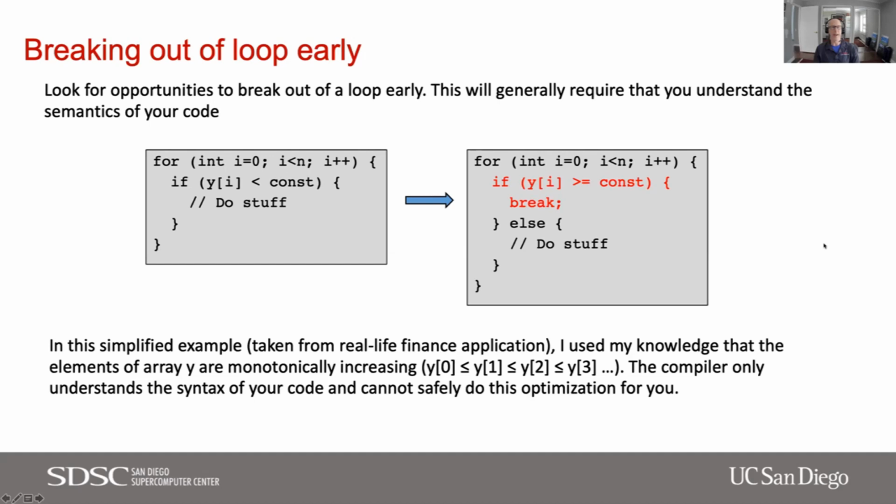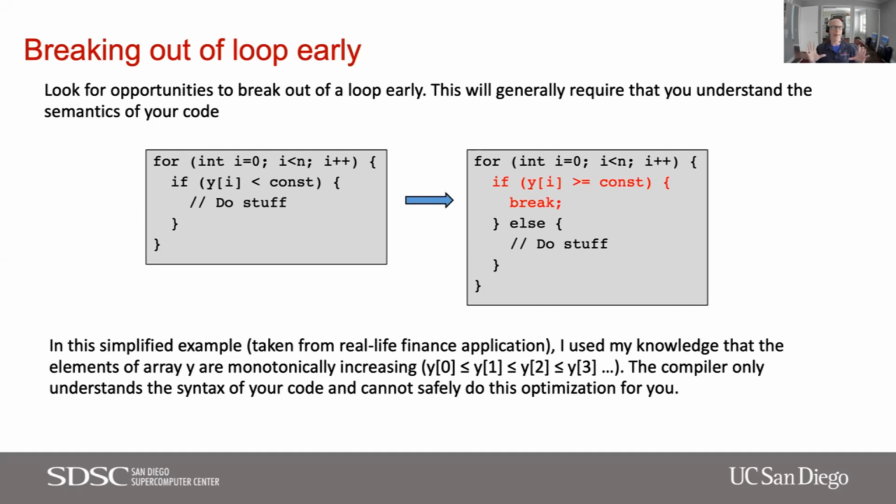There's another technique. There's probably a more technical name for this, but I haven't been able to find it. And that's what I call just breaking out of a loop early. This gets to be a little more difficult because it's going to require that you understand the semantics of your code. So this was from a computational finance collaboration that I did with the University of Illinois.